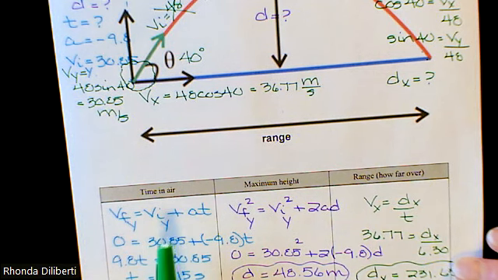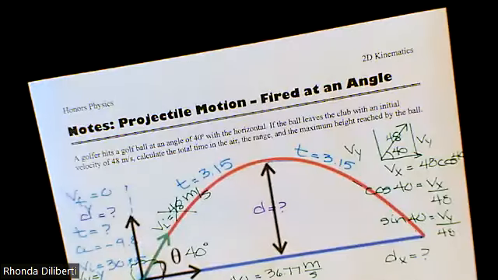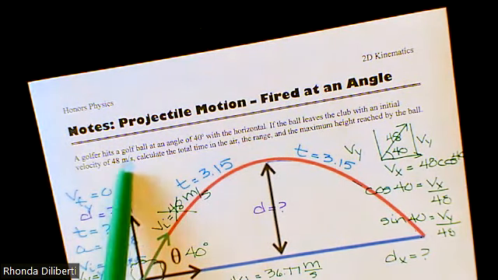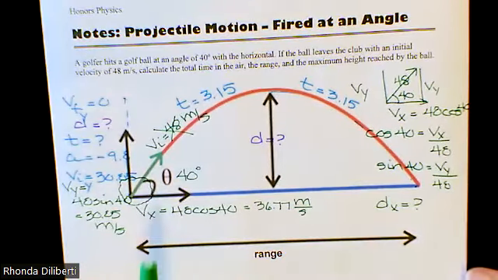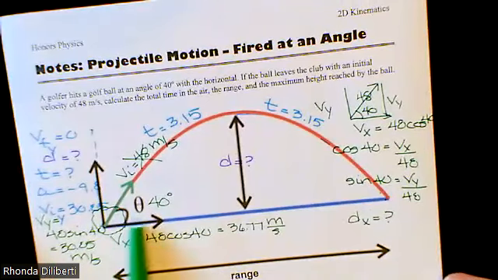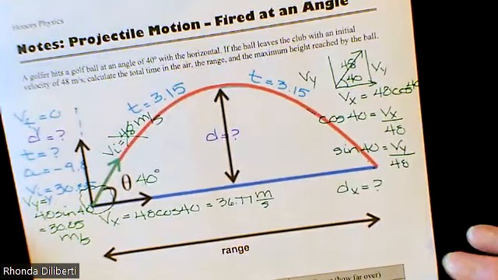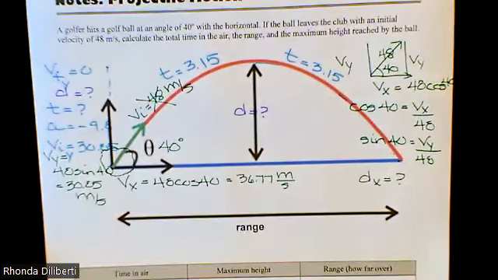When you're talking about how long is it in the air, it's going up into the air and it's going down. So we want to make sure that we are using the y component of the velocity. If you're talking about how far over, you have to remember that it's constant velocity and you're going to use the x component of the velocity. All right, so this is your sample problem for how to handle projectile motion fired at an angle.